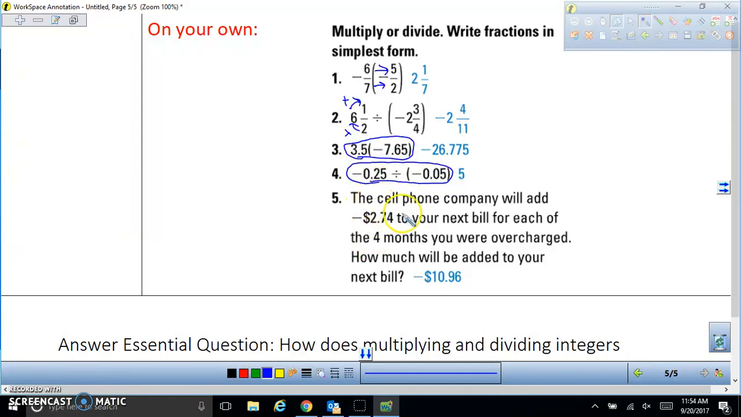And at number 5, the cell phone company will add negative $2.74 to your next bill for each of the 4 months you were overcharged. How much will be added to your next bill? This is a multiplication problem, and I should see the multiplication written out and you multiplying.